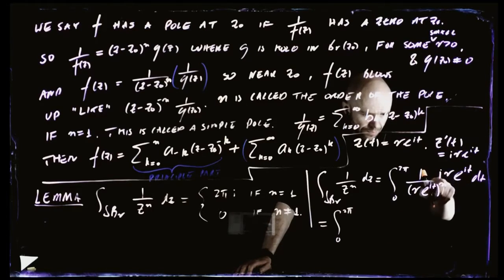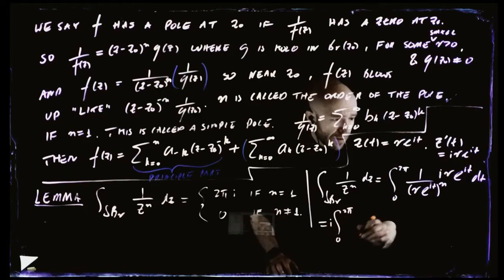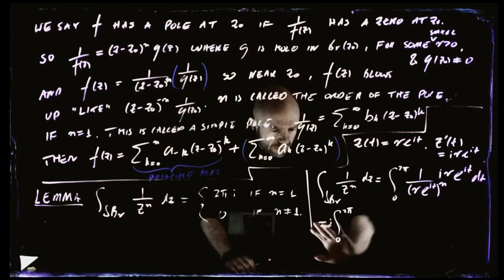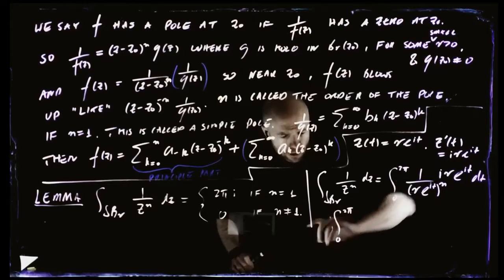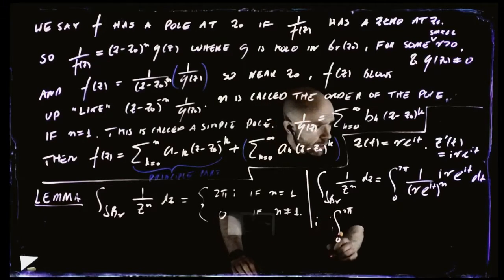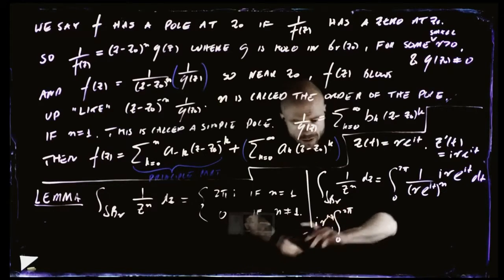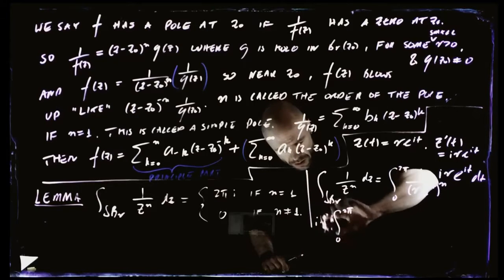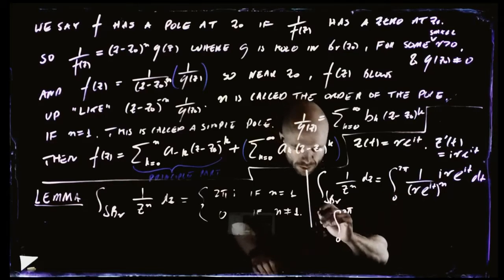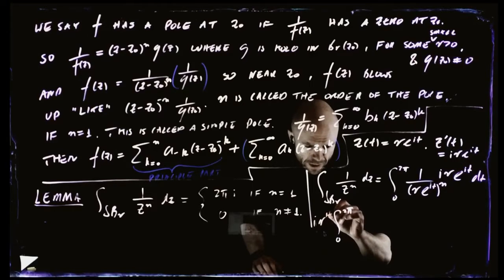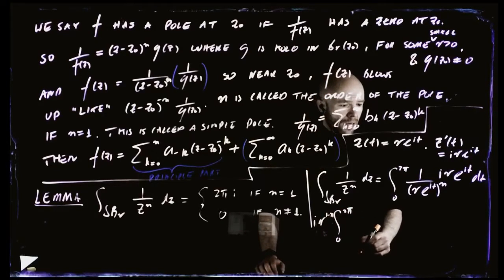What are we going to have? Let's pull out the i straight away, and let's also pull out the r, because it's not involved in the integration itself. So let's pull out the i, and then we have r to the 1 minus n here. That looks very bad, let me do that again. So i times r to the 1 minus n. Looks slightly better. And then what do we have?